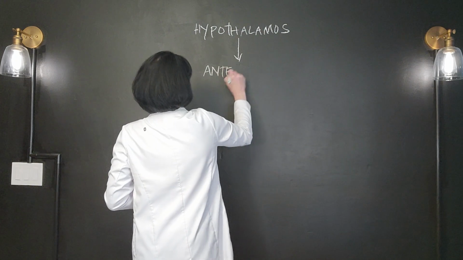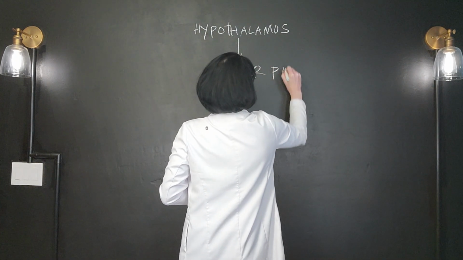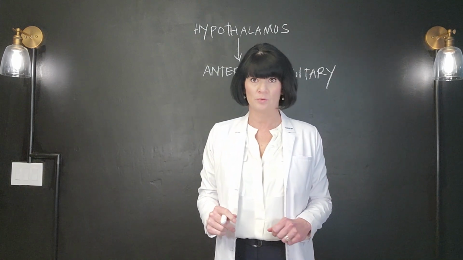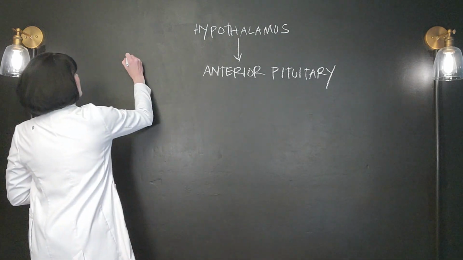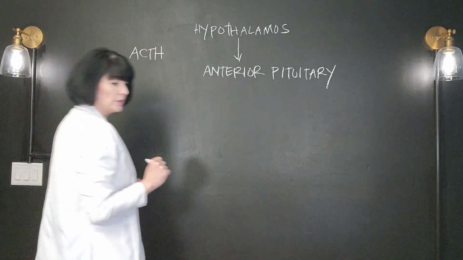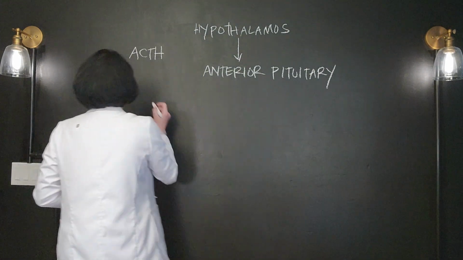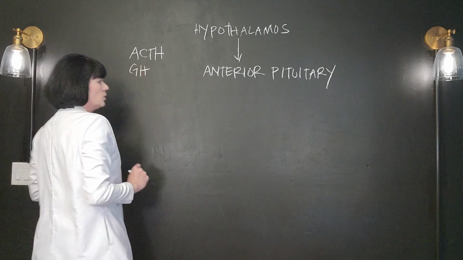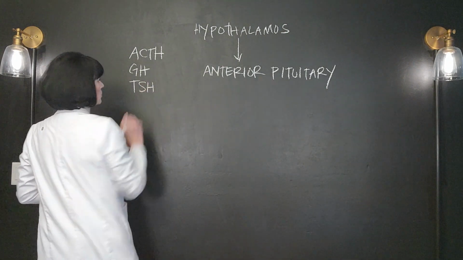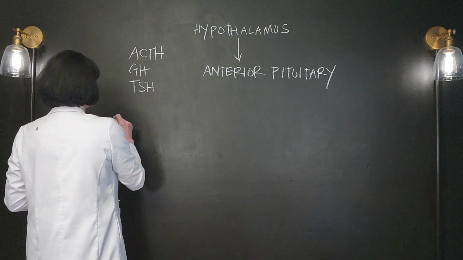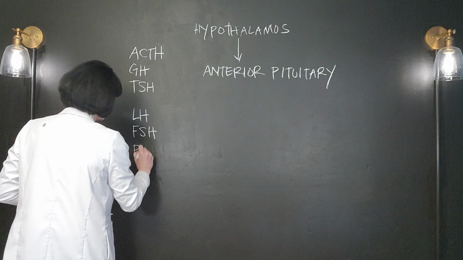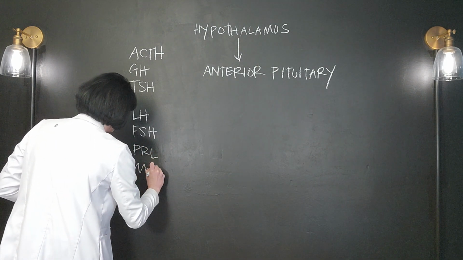So we have our anterior pituitary gland, and it releases 7 different hormones. Those hormones are ACTH, adrenocorticotropic hormone, which will work on the adrenal glands. That's the first hormone. The second one is growth hormone, which acts on the tissues and on the bones. Then we've got TSH, thyroid stimulating hormone, which is going to act on the thyroid gland itself. Then we've also got luteinizing hormone, follicle stimulating hormone, prolactin, and melanocyte stimulating hormone as well.